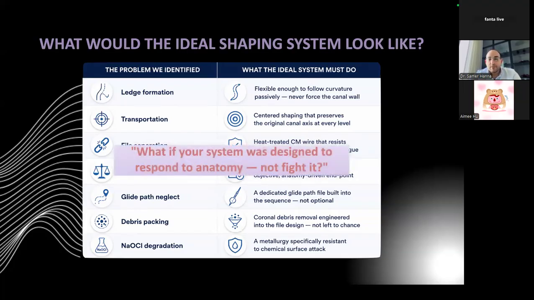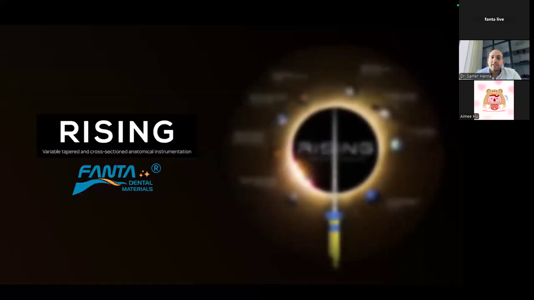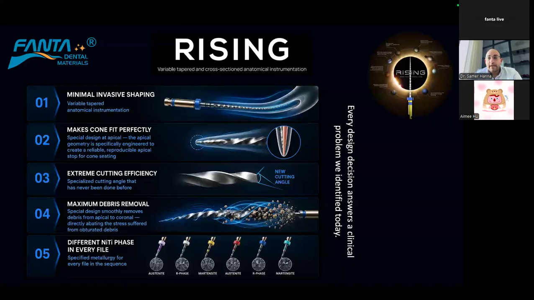And this is where we reach the area where, what if our system was designed to respond to anatomy, not to fight it? Here, we start talking about the Rising system. Rising system by Fanta is one of the systems that was introduced lately, and it's here to start to discuss those problems. So one of the most important things it introduced is that this is a minimally invasive shaping file.